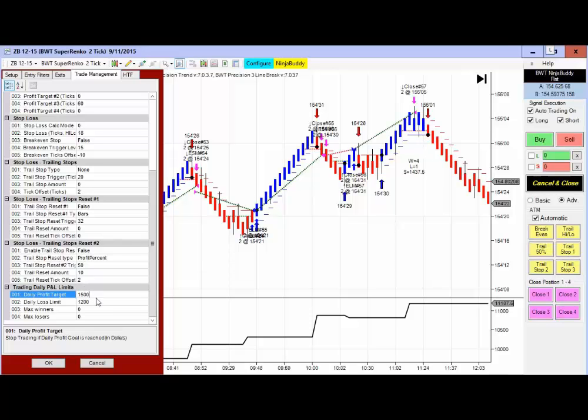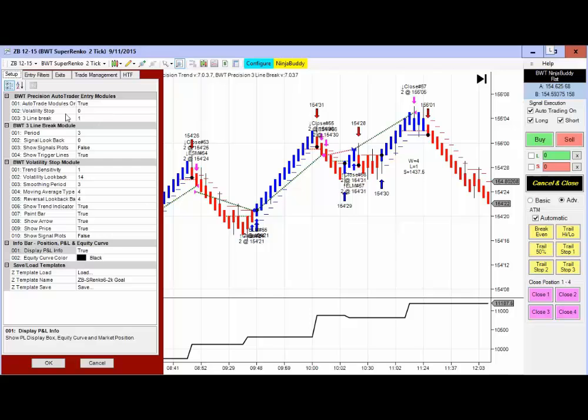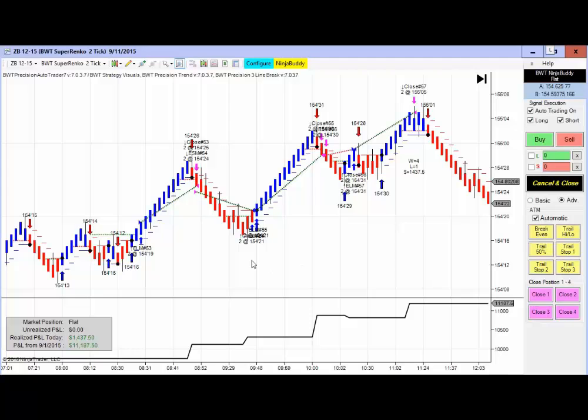So I have a $1,500 limit profit target and a $1,200 loss limit. And in the setup here, you can see the line break algorithm is selected, and you can select the number of line breaks here. So this is a very interesting chart, and I'll be following this and I'll be trying it out on some more contracts.